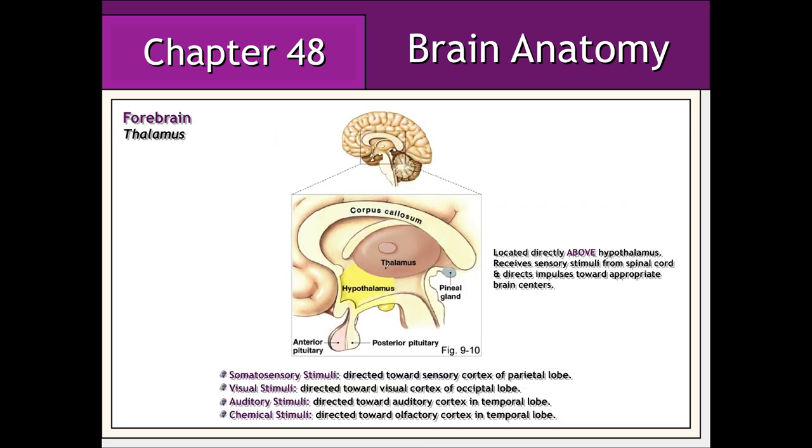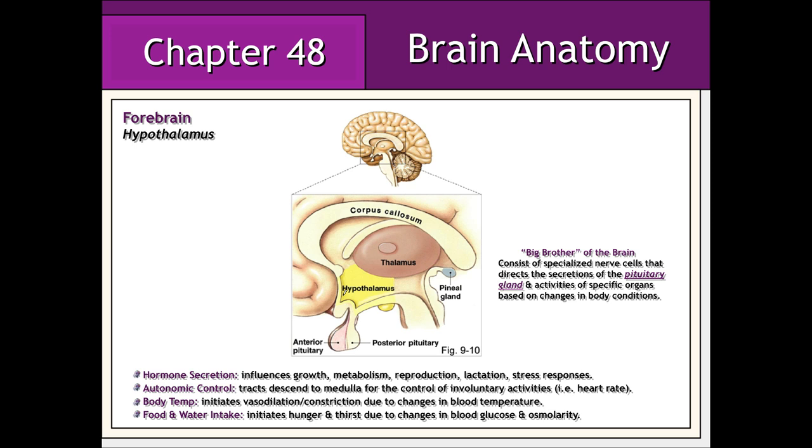In addition to the cerebrum, another significant region of the forebrain is represented by the thalamus. The thalamus can be regarded as a major relay center of the brain, responsible for relaying a variety of sensory stimuli, as shown here, to higher brain regions, which can properly process or interpret those stimuli.